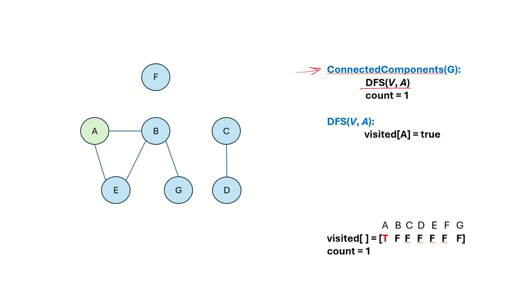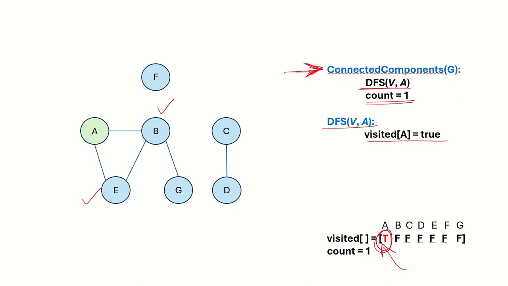So we are going to call DFS on A, and whenever in connected components, in the main function, we call DFS, we are going to increment the count. So the count has gone from 0 to 1. Now when we call DFS on A, we are going to mark A as visited. So A has been marked as visited, and we are now going to explore the neighborhood of A. So we see that there are 2 unvisited neighbors of A, B and E. So we have to go and recursively call DFS on these unvisited neighbors.